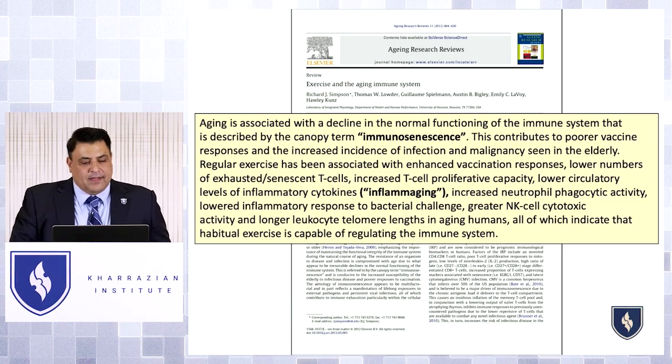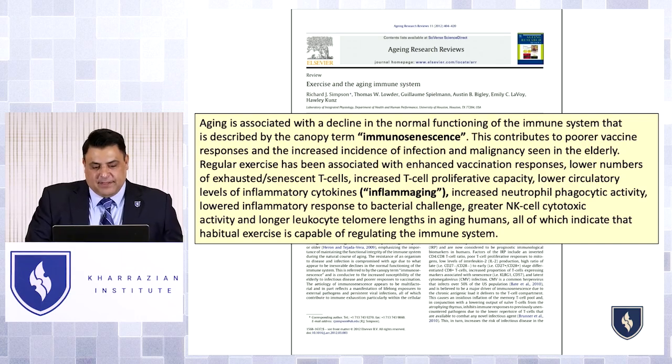Okay? Exercise in the aging immune system. So in this paper, they go on to say that aging is associated with decline in normal function of the immune system that is described by the umbrella term immunosenescence.